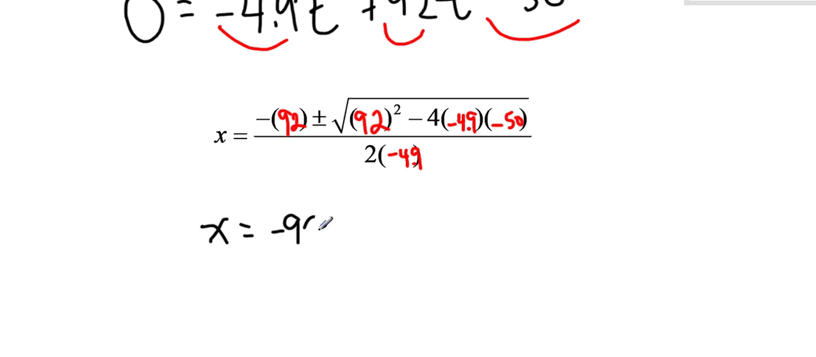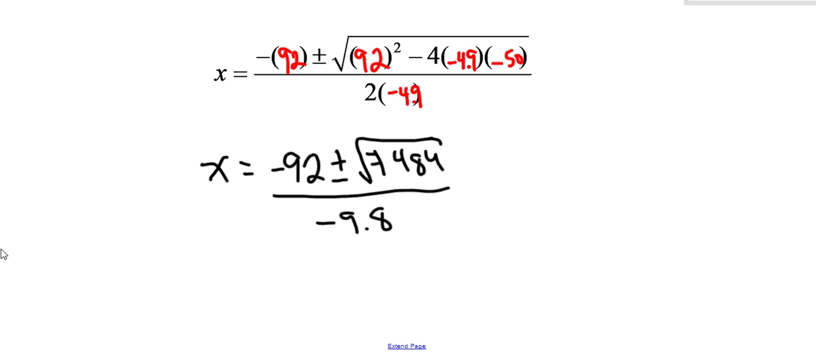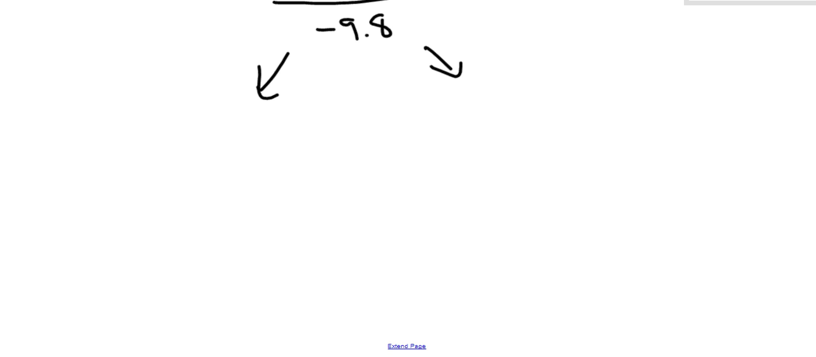X is negative 92 plus or minus. Let's figure out what that discriminant value should be. So 92 squared minus bracket 4 times negative 4.9 times negative 50, close bracket. So I get a value of 7484 under the square root sign. So let's take the square root of that number and we'll split the question into two answers. You'll notice, by the way, I wrote x. That's just the way my brain always works. So let's change to t.